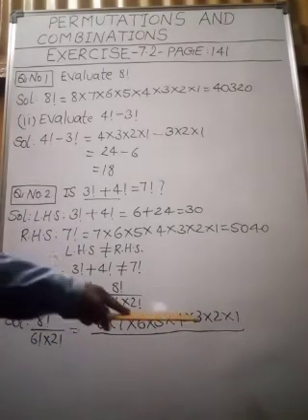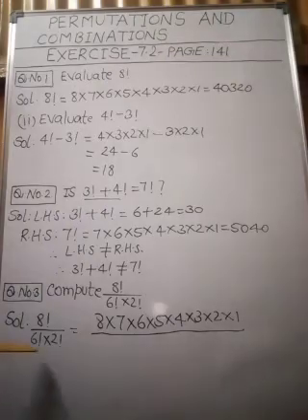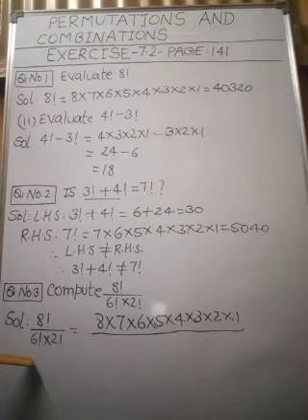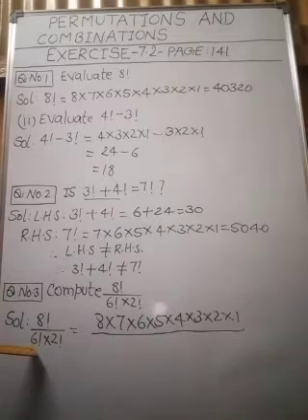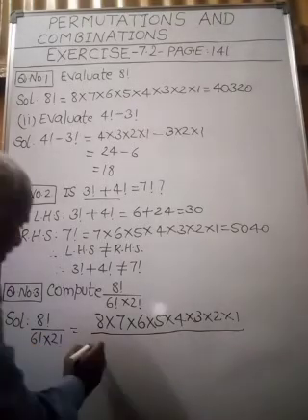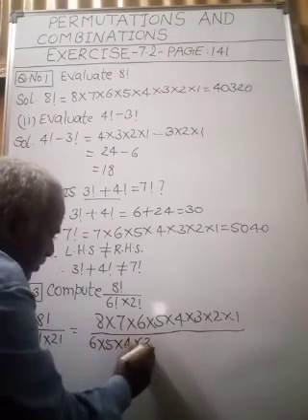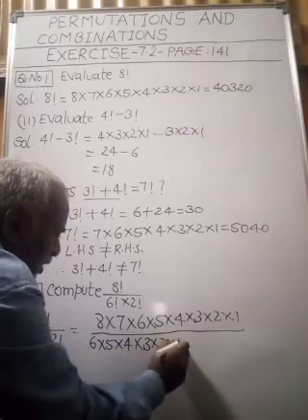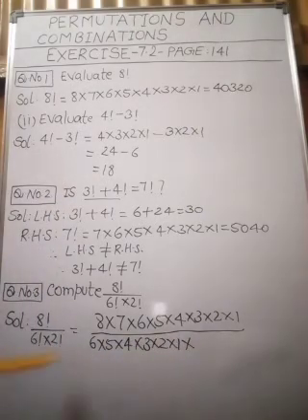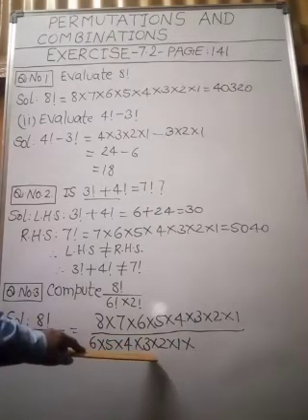Understood the numerator part, my children? Right. Come to the denominator. 6 factorial. How do you find the value of 6 factorial? We start from the 6 and we write the natural numbers in descending order from 6 to 1. So 6 into 5 into 4 into 3 into 2 into 1. Understood this part? This is the expansion of 6 factorial.